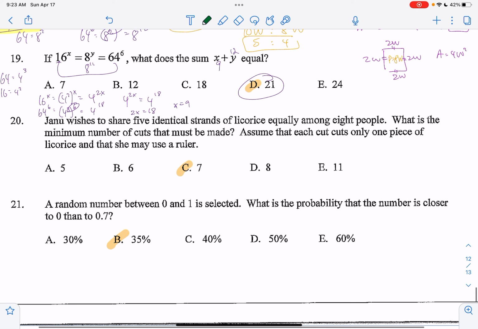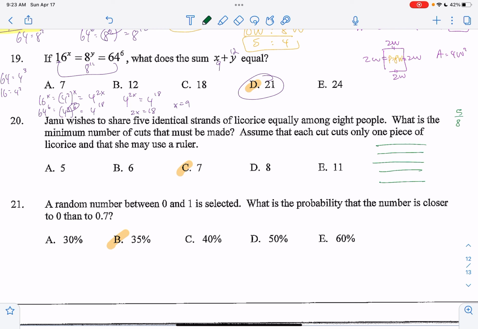Next, for number 20, Johnny wishes to share 5 individual strands of licorice among 8 people. What's the minimum number of cuts that must be made? Assume that each cut cuts only one piece of licorice and that she may use the ruler. All right, so she has 5 strands. I want to share it among 8 people. So to figure out how much each person needs, you'll have to do 5 divided by 8.